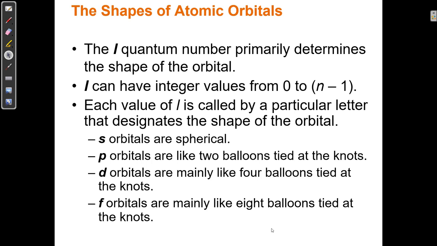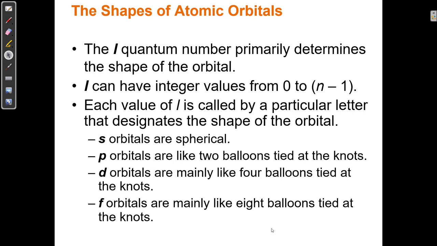The L quantum number primarily determines the shape of the orbital. The shape of the orbital could be called an S orbital. We'll talk about what that shape looks like in a minute. It can be called a P orbital. It's another shape, a D orbital. So the shape of the orbital is given by a letter. And L tells us what that shape is, the quantum number L.